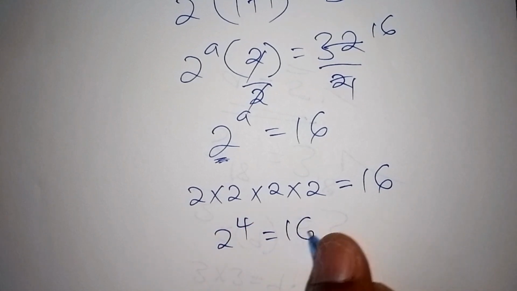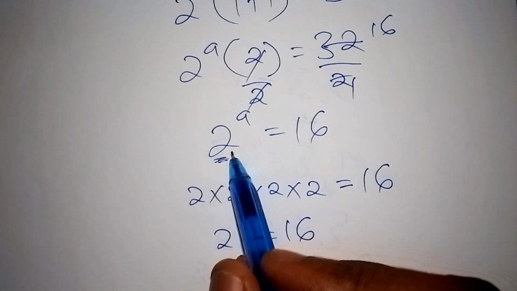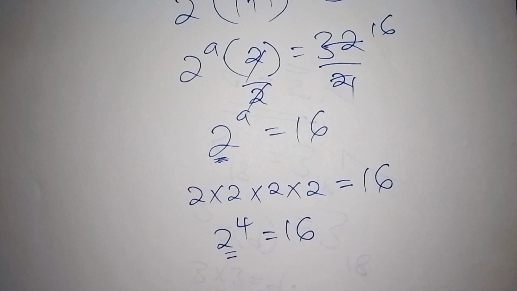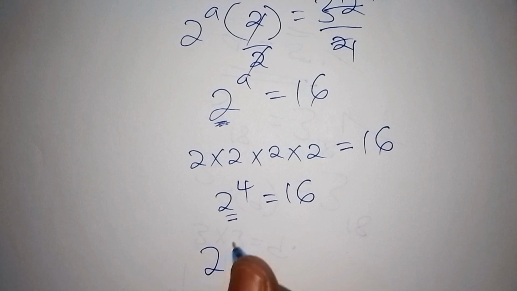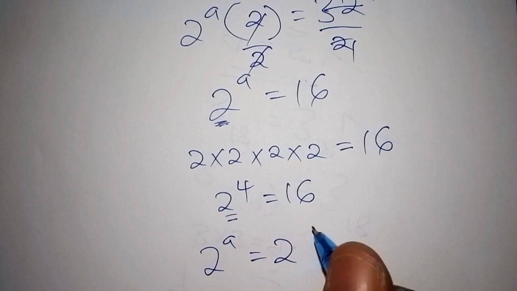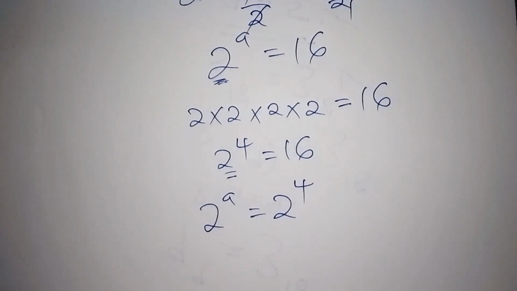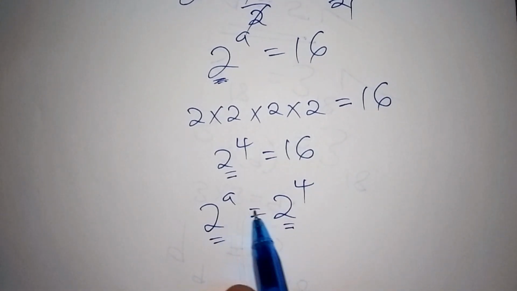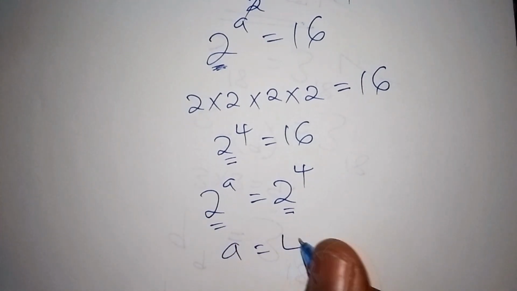equal to 16. That means that instead of writing 16, we can as well write 2 to the power of 4. So 2 to the power of a is equal to 2 to the power of 4. Let's now drop the bases and use the index. So our a is equal to 4.